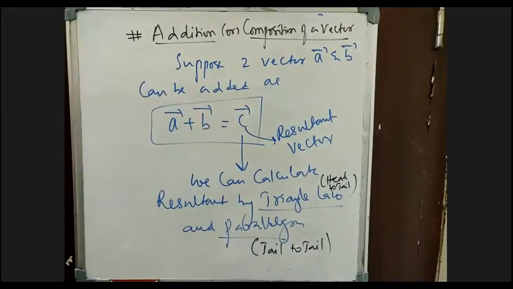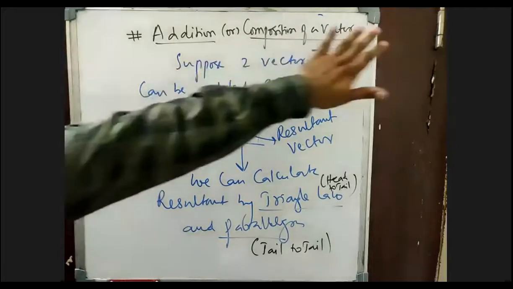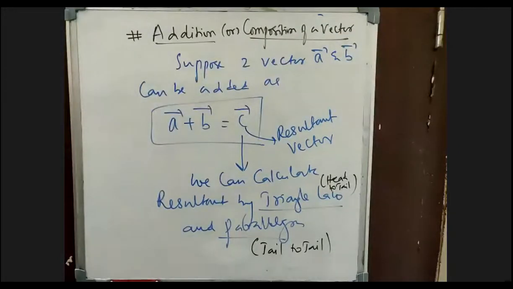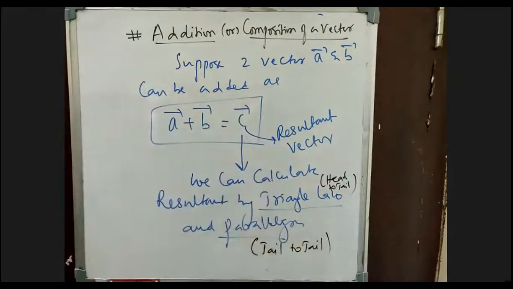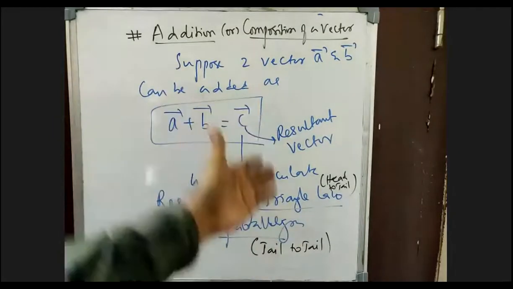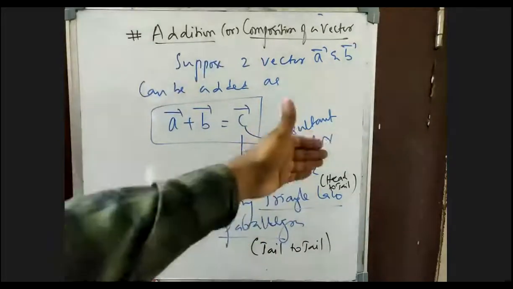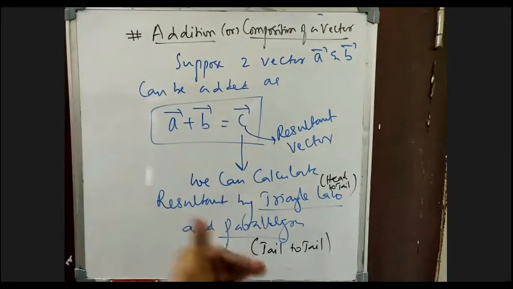So what are we talking about right now here? Addition or composition of a vector. Suppose we have got two vectors a bar and b bar, which can be added as a bar plus b bar is equal to c bar. C bar is nothing but what? A resultant vector, which can be calculated by either your triangle law or by the parallelogram law. That we will try to do right now in detail. Triangle law is by the head to tail method and parallelogram law is by tail to tail method. Result is same for both of them, but only the method of doing the problem is a little bit different.